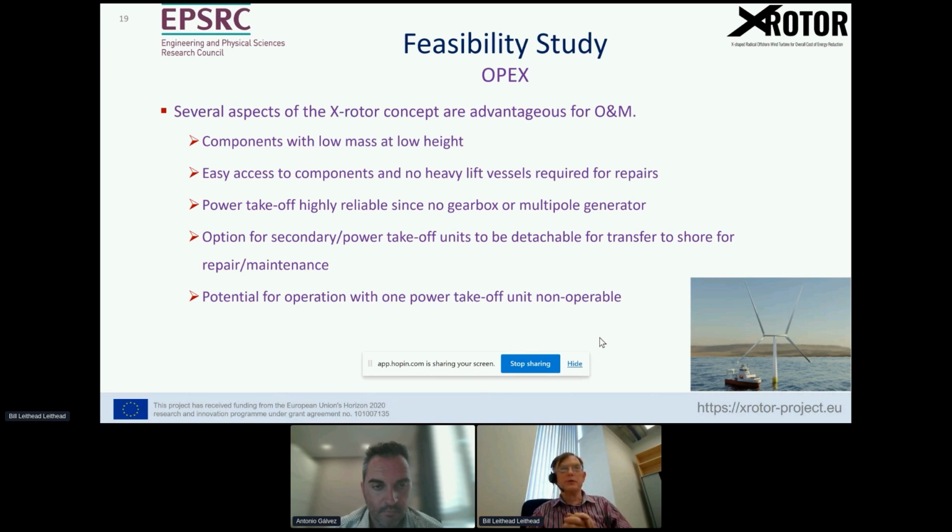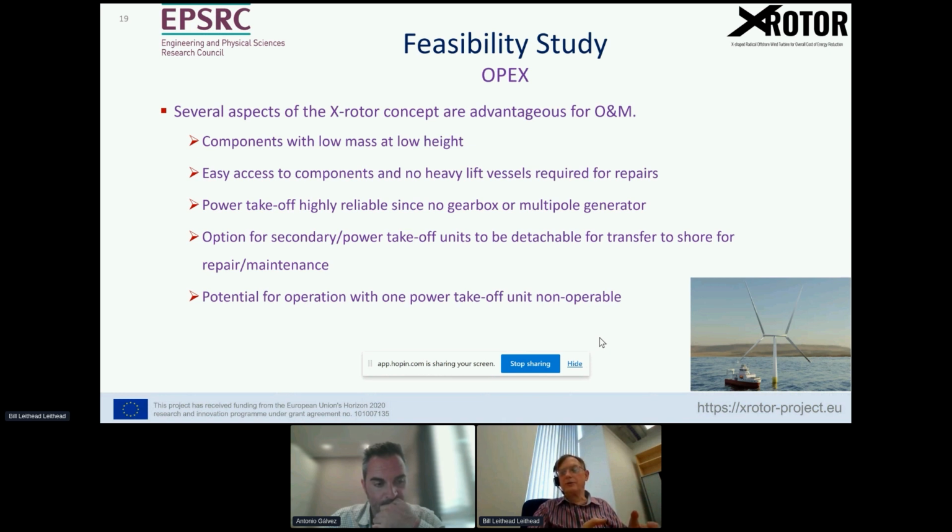For OPEX, operational costs, there are several aspects which are really very advantageous for offshore turbines. We don't have heavy components at high lift. Typically, direct drive generators or gearbox and generator combinations are about several hundred tons, and they're about 100 meters above the sea. That means for access to components and for repairs, you need heavy lift vessels, and you're really restricted by the wave and wind conditions in which you can do repairs. So we're avoiding that because we don't have these heavy components.